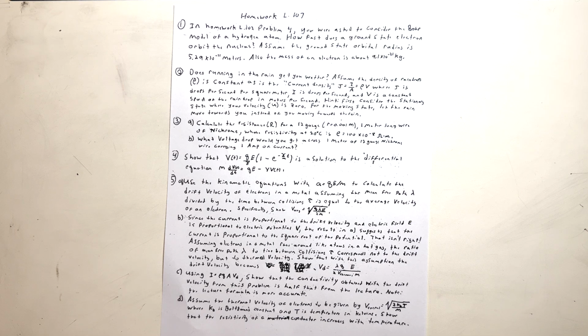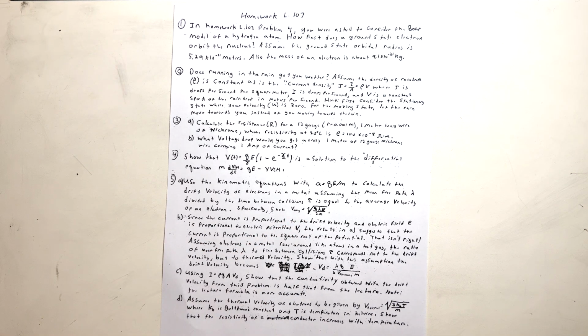All right, number 5 is kind of a long problem, so we'll take this in parts. Part A asks you to use the kinematic equations with a equals qE over m to calculate the drift velocity of electrons in a metal, assuming the mean free path lambda divided by the time between collisions tau is equal to the average velocity of an electron. Specifically, show that the average velocity is equal to this expression here. This is just an alternative way to derive expressions for the drift velocity. I didn't talk about this method in class, which is why I put it in a homework assignment. So let's have a look.